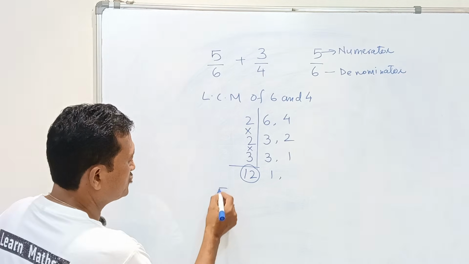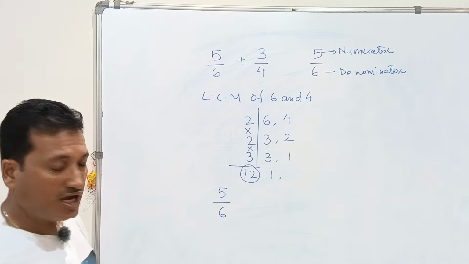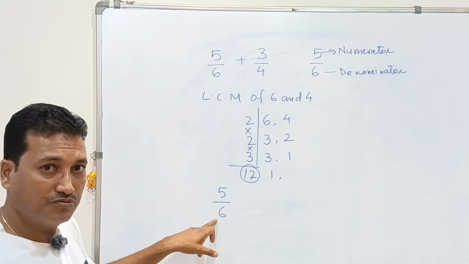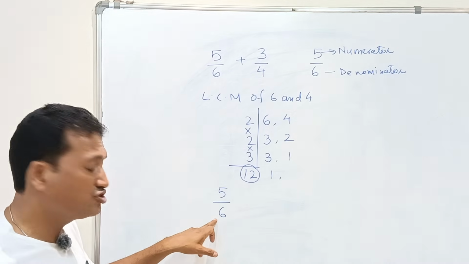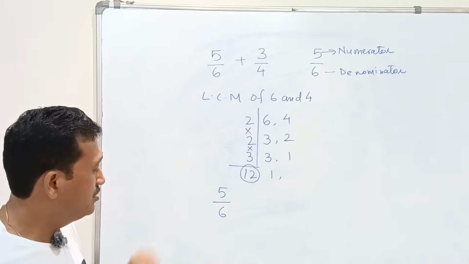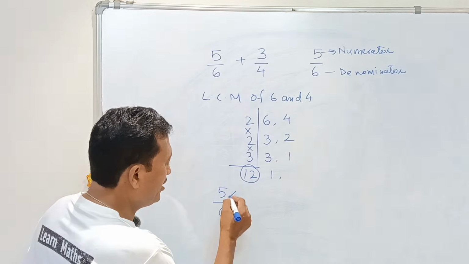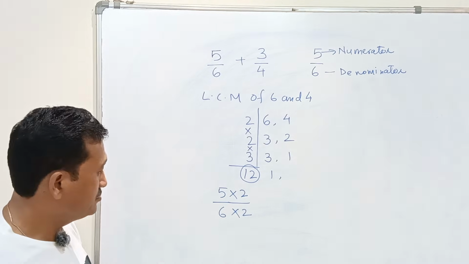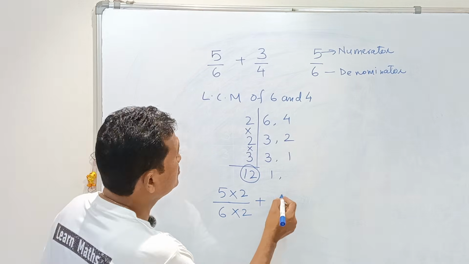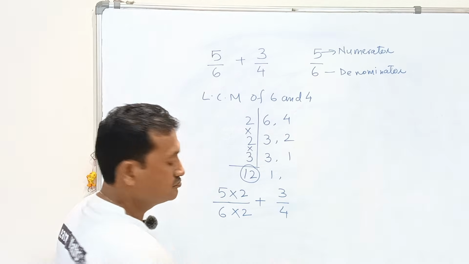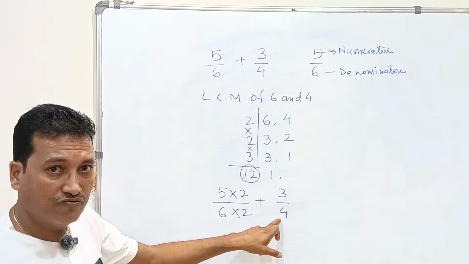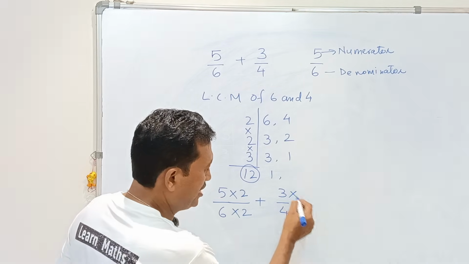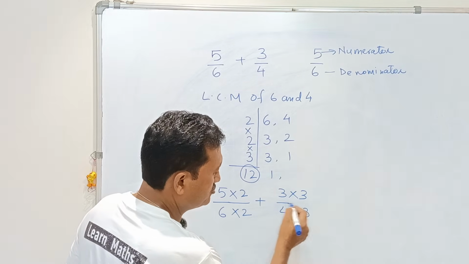So my first fraction is 5 upon 6, and I want to make the 6 as 12. So by which number will we multiply 6 to get 12? By 2. So we'll multiply numerator as well as denominator by 2. Alright, now the second fraction is 3 upon 4. The denominator is here 4. We want 12. So we need to multiply 4 by 3. So here 3 times 3 and here 4 times 3.